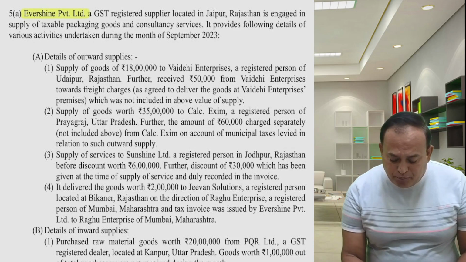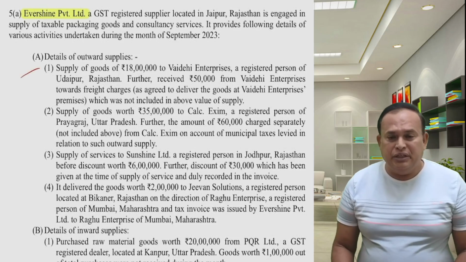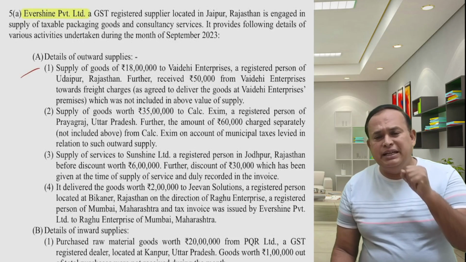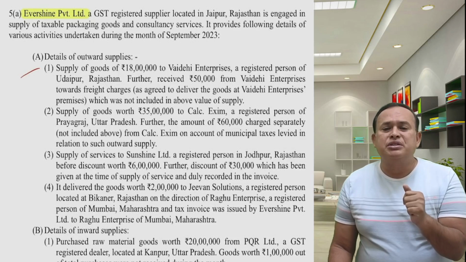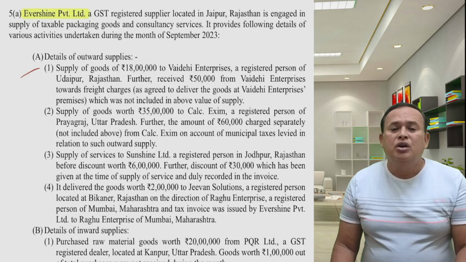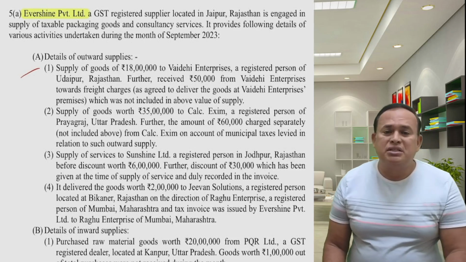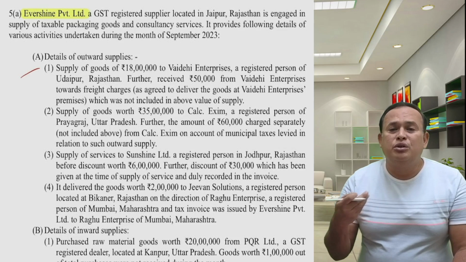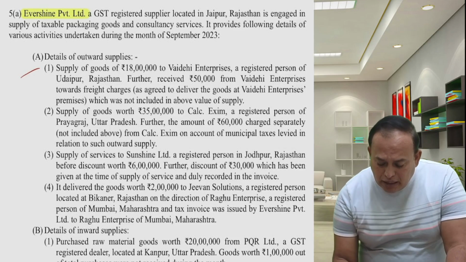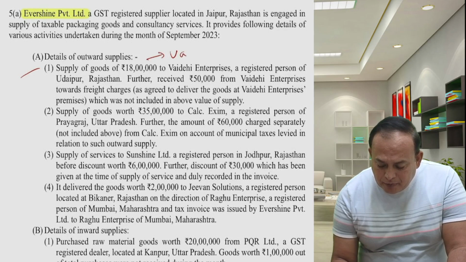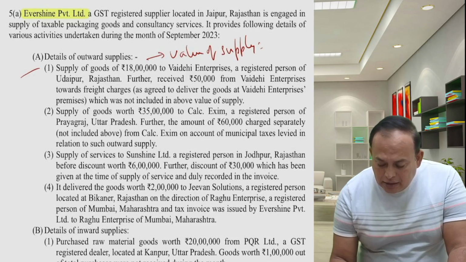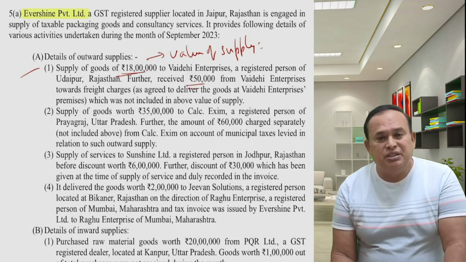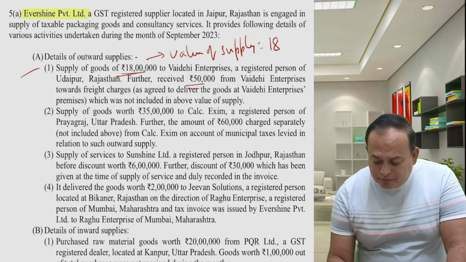If you refer to the first point, supply of goods of 18 lakhs to Vaidehi Enterprises, a registered person of Udaipur, Rajasthan. Further, received rupees 50,000 towards the delivery charges, where they agreed to provide the product at the doorstep of the buyer. In that case, the value of supply here is 18 lakhs plus the delivery charges of rupees 50,000, namely 18 lakh 50,000.